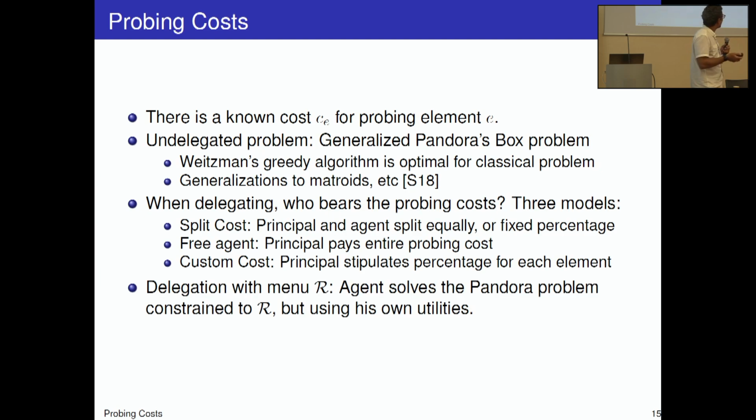Now, if you think of what happens when the principal delegates a menu of options, and that's really all the principal can do, as we all described, what happens is that the agent solves the Pandora problem constrained to that menu, but using their own utilities instead of the principal's. And I want to set up that menu in a way that the principal can guarantee that they recover something good.